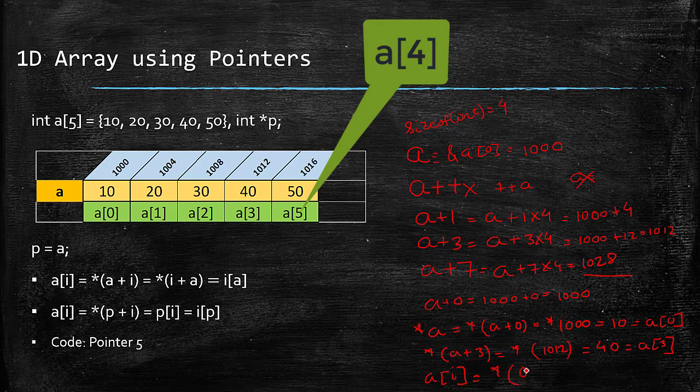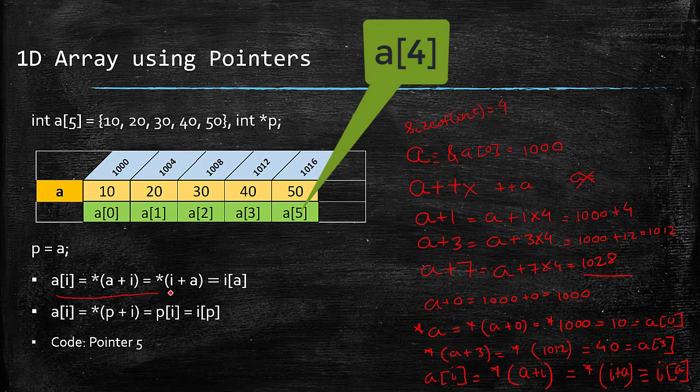Right? Now, as we know that addition is commutative, writing A plus I is similar to writing I plus A. So we can write this one also. By this, we can say that it is equivalent to writing I[A]. So you may find that notation to access the ith element of a 1D array also. Why we can use this notation is hopefully clear to you.